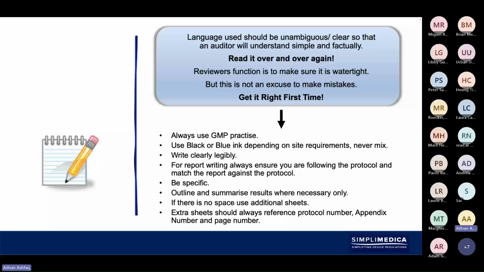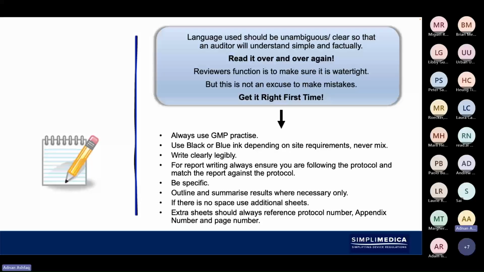Always use good documentation practice or good manufacturing practice. Use blue or black ink. Never mix it. Use good documentation practice. So if you had any errors, single line deletion, initial and date, all the rest of the good things. For report writing, always ensure you're following the protocol against the report.